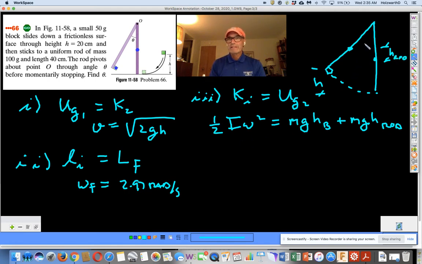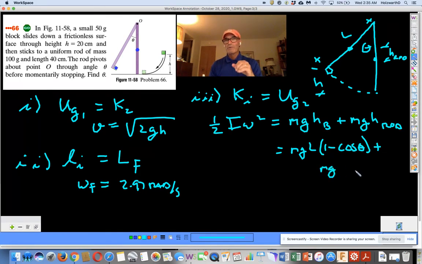Now, what is that h in terms of theta? I think you should have this memorized by now. In terms of the block, it's all the way out along that L, all the way along the length of that rod. So the block's going to be mg(L) times the quantity 1 minus cosine theta. That should be familiar. Then we're going to add to that mg, this time the center of mass of the rod. So that center is located at half L. So that's going to be L over 2 times the quantity 1 minus cosine theta.